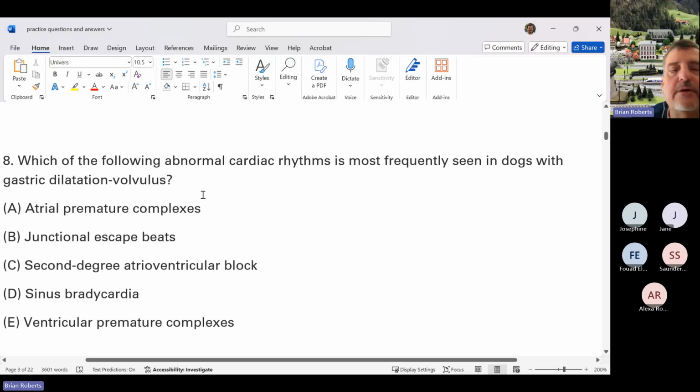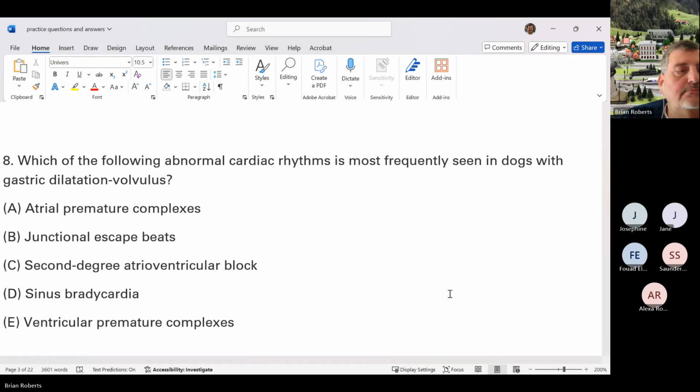Okay, here we go. So another recall question. Which of the following abnormal cardiac rhythms is most frequently seen in dogs with GDV? So we have atrial premature complexes, junctional escape beats, second-degree AV block, sinus bradycardia, or ventricular premature complexes. Is it VPCs? Yes, VPCs.